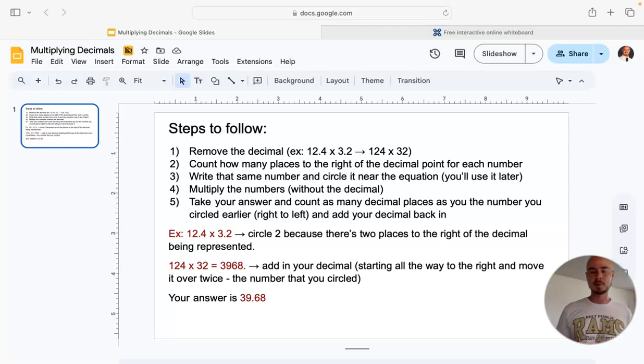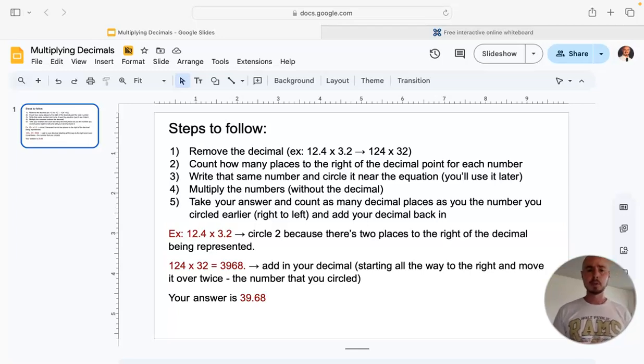Pause the video at certain parts. That will really help you to slow it down. You don't have to do it all in one take. Pause this video. Do my steps as you do your steps for your problem. Just a quick how-to video, but follow these steps.